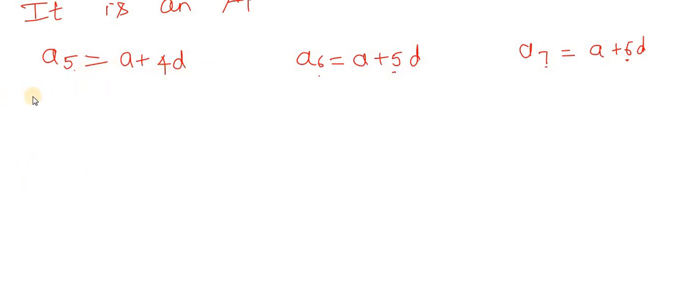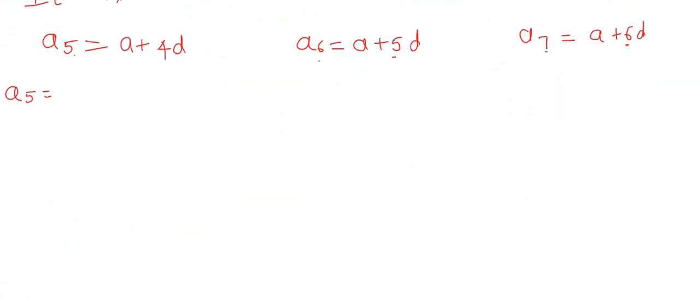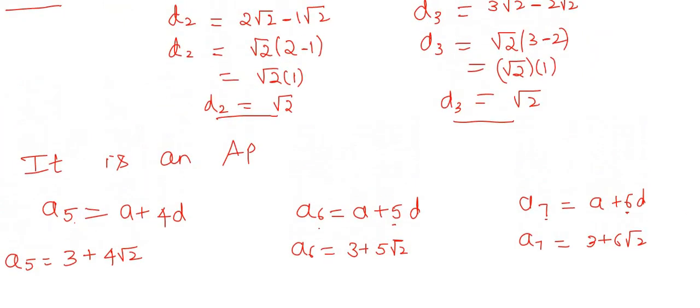Okay. So now we know that A5 is equal to A plus 4D, and what is the A value? A1 is 3, isn't it? So 3 plus 4 into root 2. Finish. So next A6 is equal to 3 plus 5 root 2. We are not able to simplify it further, so leave it as it is. A7 is equal to 3 plus 6 root 2. So therefore A5, A6 and A7, these are the terms we obtained. I hope it is clear to all of you.